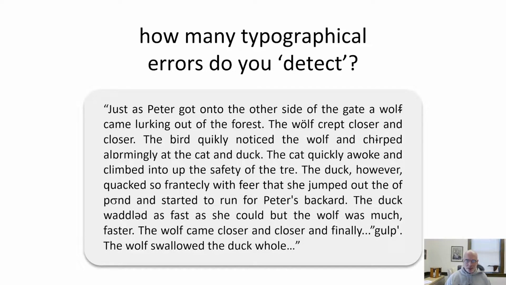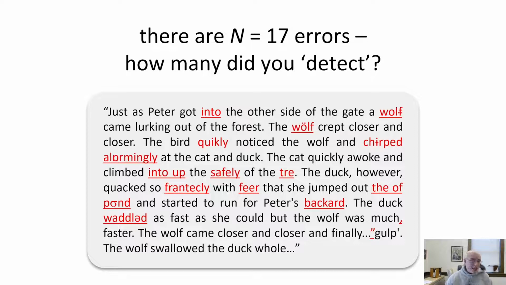Okay, so let's stop here and let's actually go and see how many errors that you actually have. So in fact, there are 17 errors. It's a fixed number of errors. And how many did you detect? So the vast majority of you are going to get fewer than 17 errors. Hopefully nobody gets more than 17 errors, but that can happen too. And we're going to talk about that a little bit.